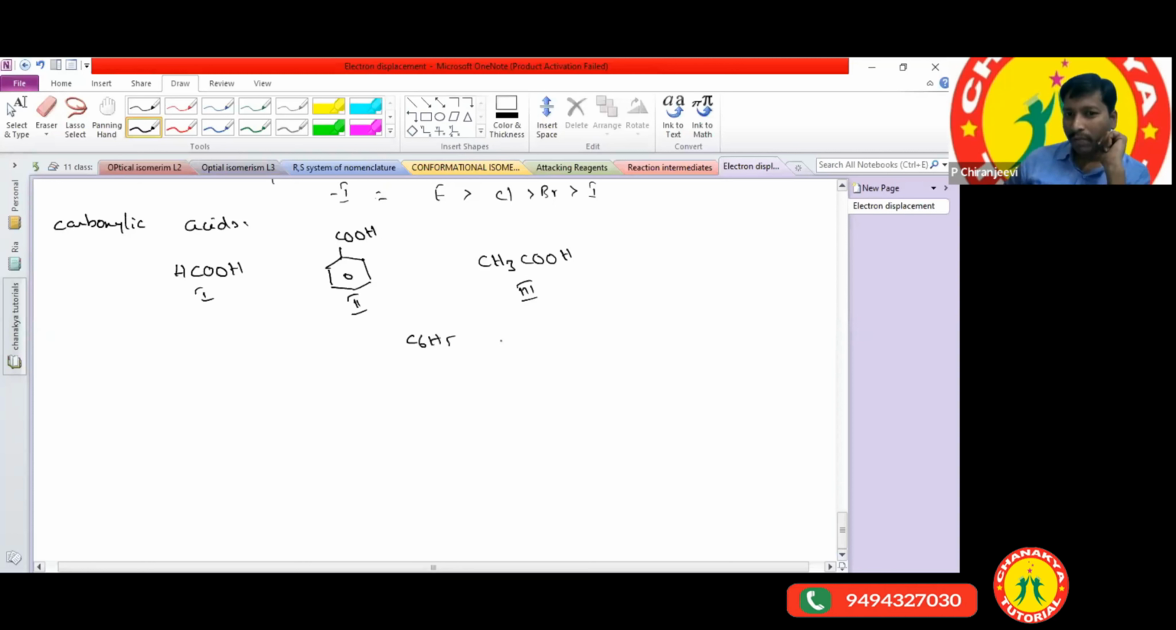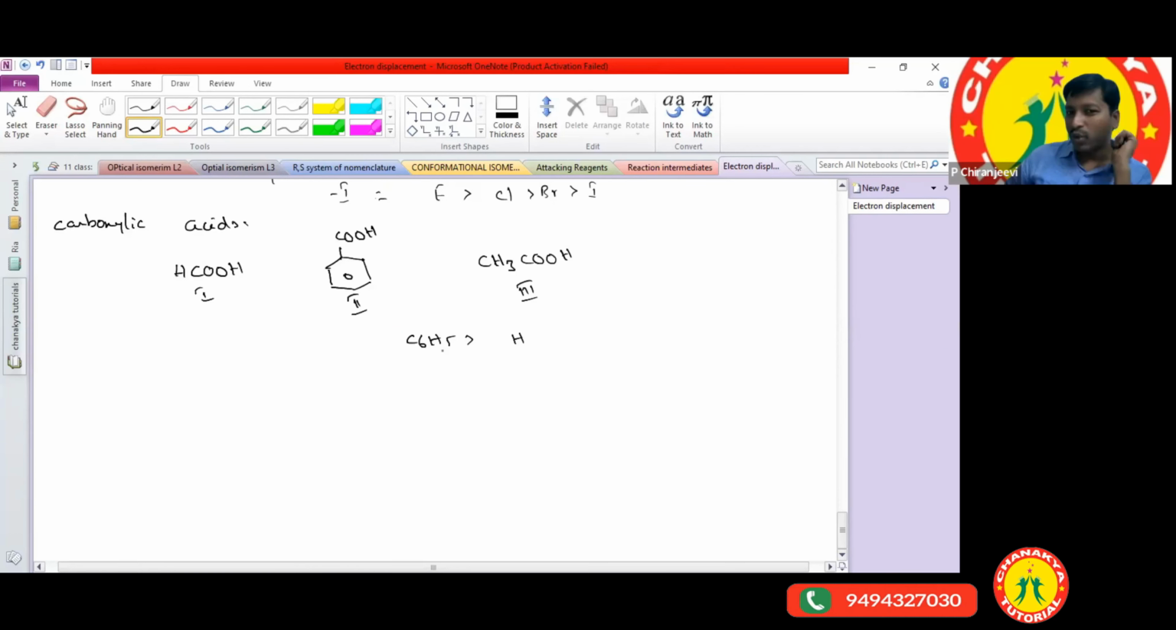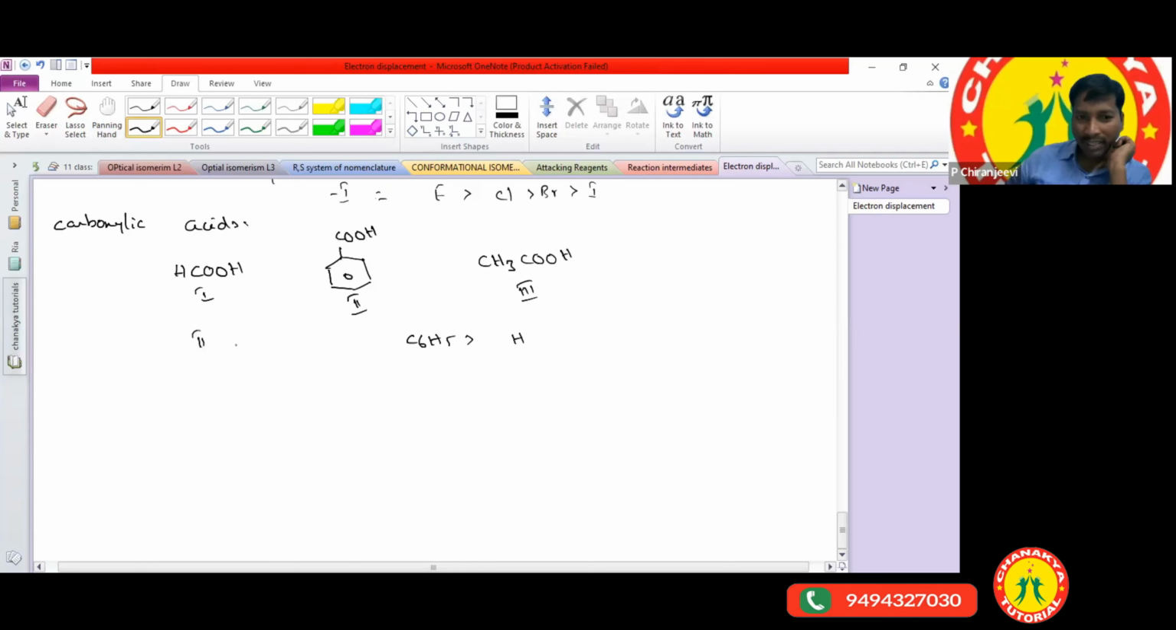Aditi, while writing the minus I groups, we wrote C6H5. Do you remember? We gave the least priority to hydrogen. C6H5 is nothing but the phenyl group, that means the benzene ring. It is a stronger electron withdrawing group than hydrogen. Aditi, did you get my point? Yes, sir. So if C6H5 is the strong electron withdrawing group, then comparing benzoic acid and formic acid, which one is more acidic? Benzoic acid. Very good, Aditi. So benzoic acid is more acidic.